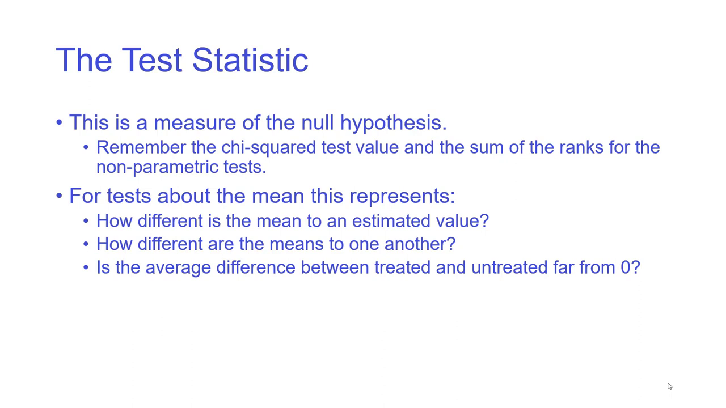The test statistic is something that measures how much you agree with the null hypothesis. In the chi-squared you have the test value, which is summing all the differences that you get between what you expected and what you actually observed. For tests about the mean, what you want to see is how different the means are to one another between the two different samples. Is the average difference different to 0? If I've got a treated and untreated group, if the treatment's not working, then I get no change in the average things that I measure.